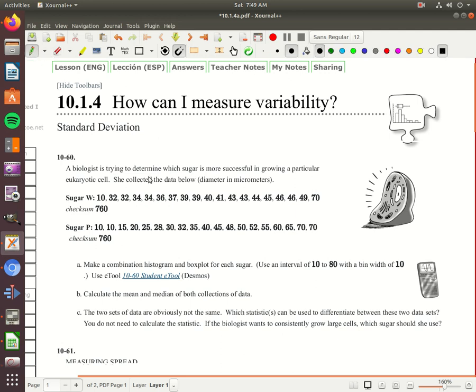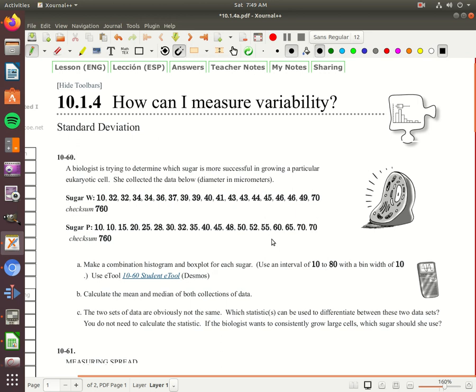So 10.60: a biologist is trying to determine which sugar is more successful in growing a particular eukaryotic cell. She collected the data below, the diameters in micrometers. Sugar W has these ones, and it has this checksum. Sugar P has these ones, and it has this checksum. It says, make a combination histogram and box plot for each sugar. Use an interval of 10 to 80 with a bin width of 10.